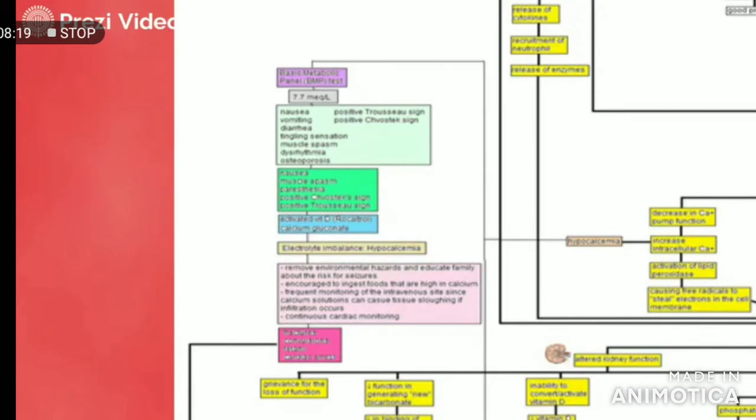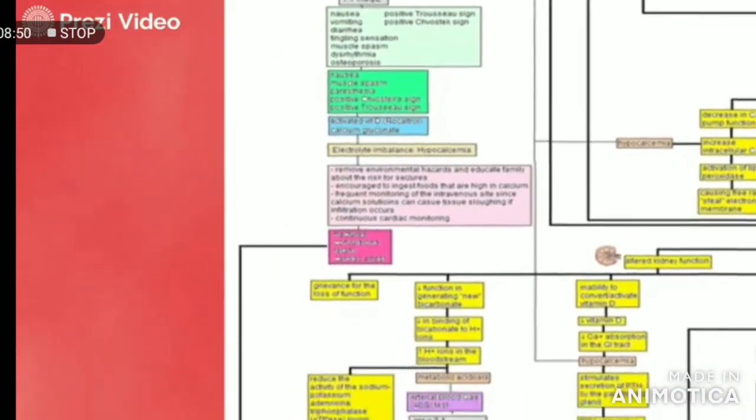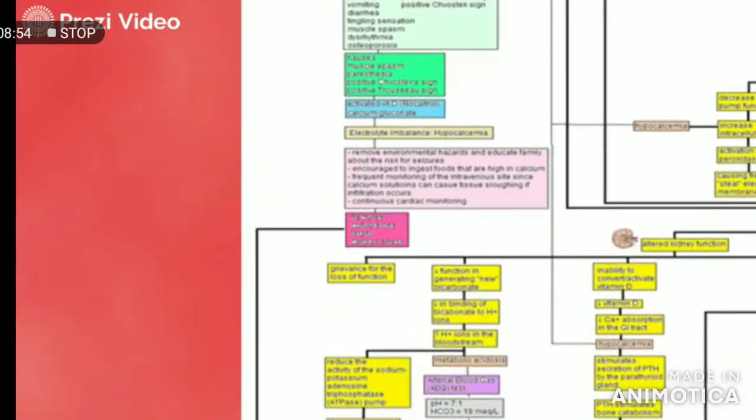Nursing diagnosis would be electrolyte imbalance, hypocalcemia. Nursing management would be to remove environmental hazards and educate the family about the risk for seizures. Encourage ingesting foods that are high in calcium. Then frequent monitoring of the intravenous site, since calcium solutions can cause tissue sloughing if infiltration occurs, and continuous cardiac monitoring. The complications would be fractures, convulsions, tetany, and cardiac arrest.